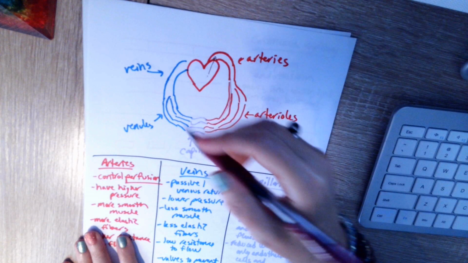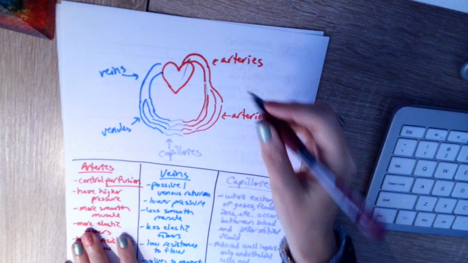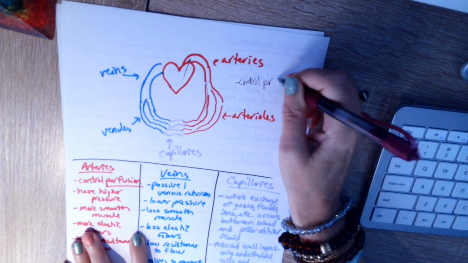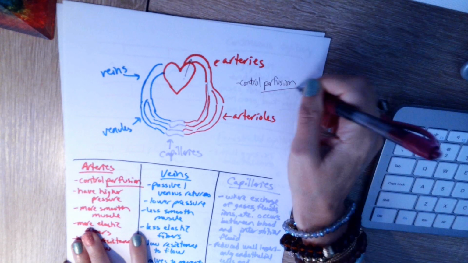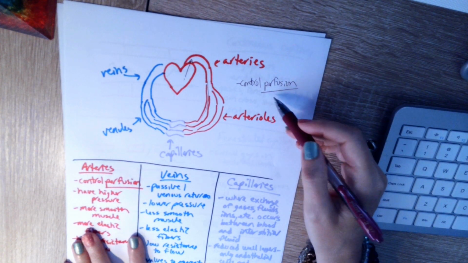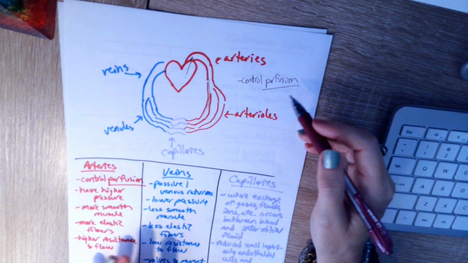Now we should note too that the arteries are controlling flow to a tissue. So they control what's called perfusion, which is just delivery of fluid, blood essentially, to a tissue. So if you think of how much blood is going to a tissue, that's how well perfused the tissue is.